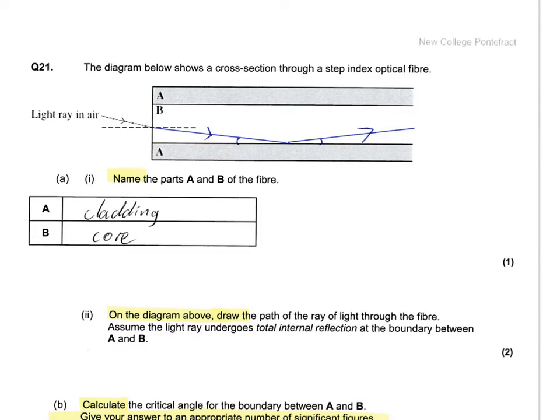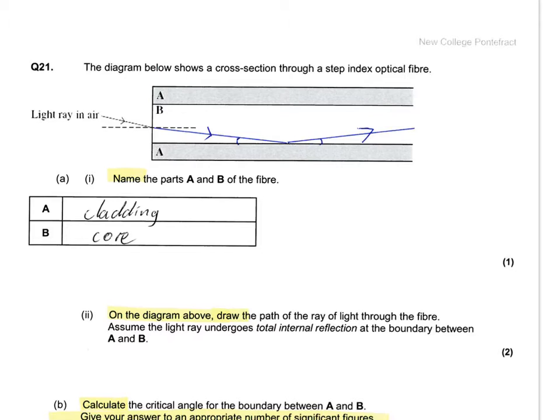So this is the Waves Homework Booklet question 21. We've got a diagram showing the cross-section through a step index optical fibre, and you're asked to name both parts A, which you'll notice is there, top and bottom, and B. For 1 mark, A is the cladding and B is the core.